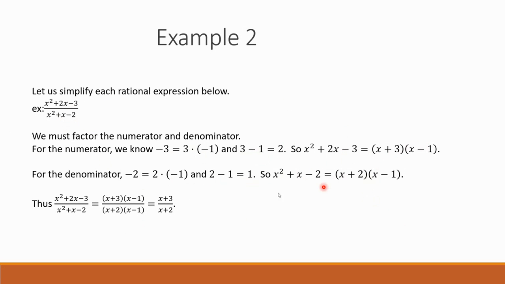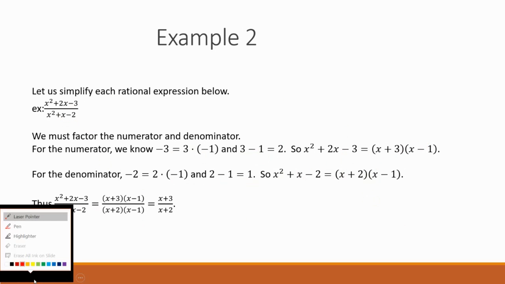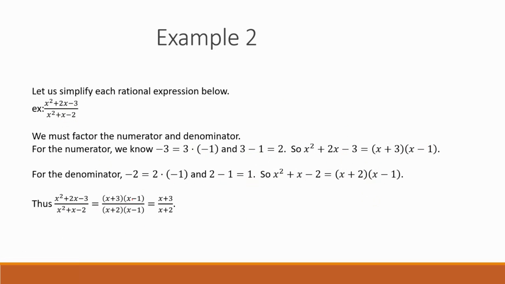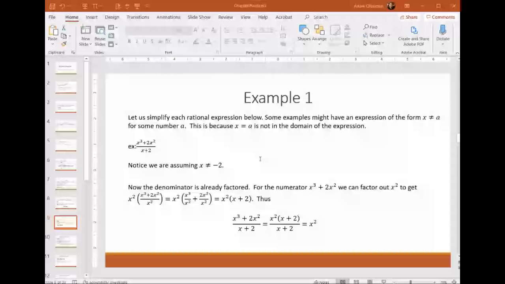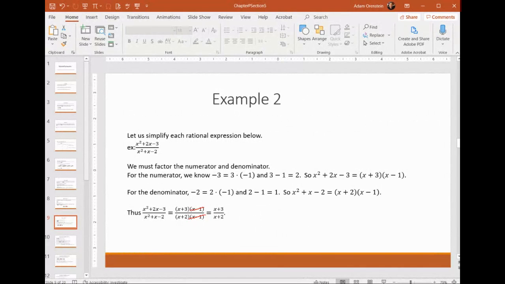Now, once we have these factored, we cancel any common factors, and as you can see, x minus 1 is a common factor. So we cancel it, and we get this. Awesome. Okay. Are there any questions about that?